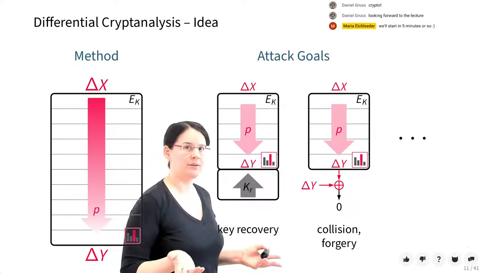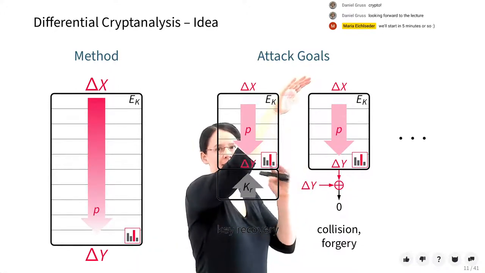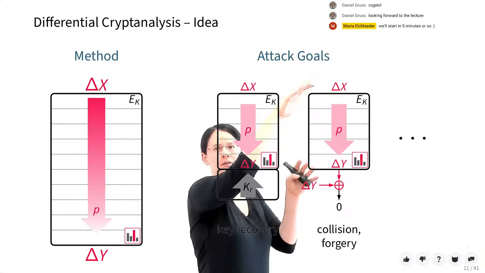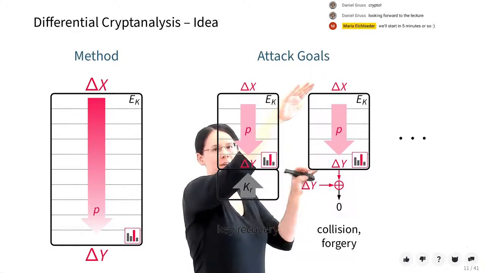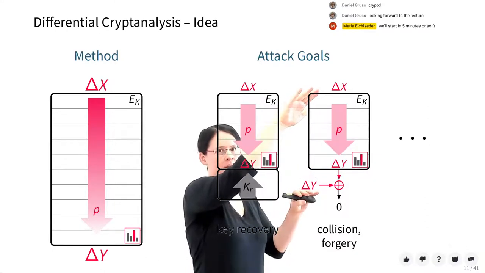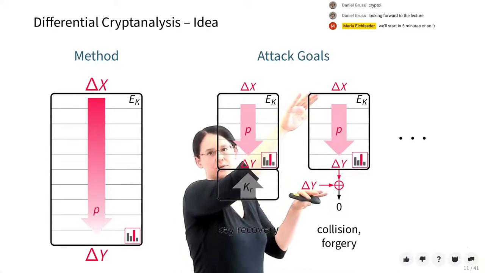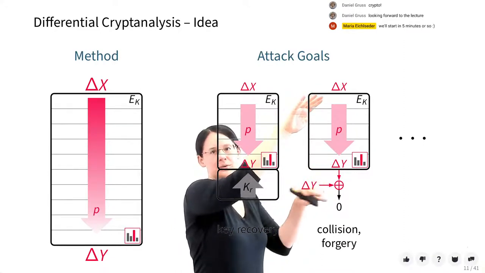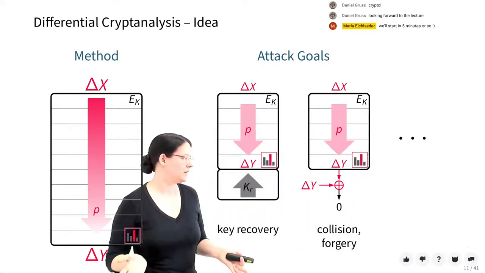Another thing you can do with a difference that appears with a higher probability is, for example, if you're trying to build a collision or a forgery, you try to predict the difference that's going to happen and then get rid of it in some way. For example, because the output of the cipher is XORed with some value that you control. If you can get rid of the difference, you can also often achieve an attack goal like collision or forgery.